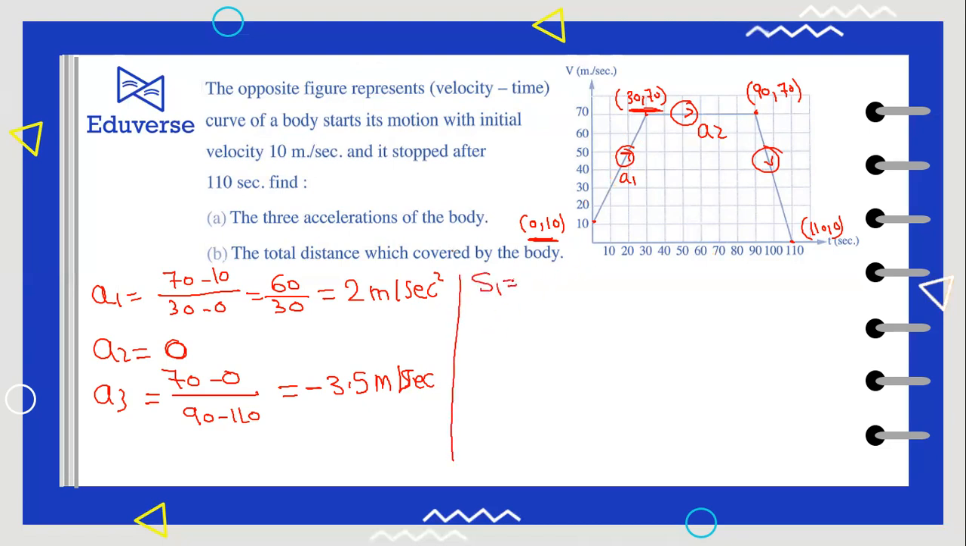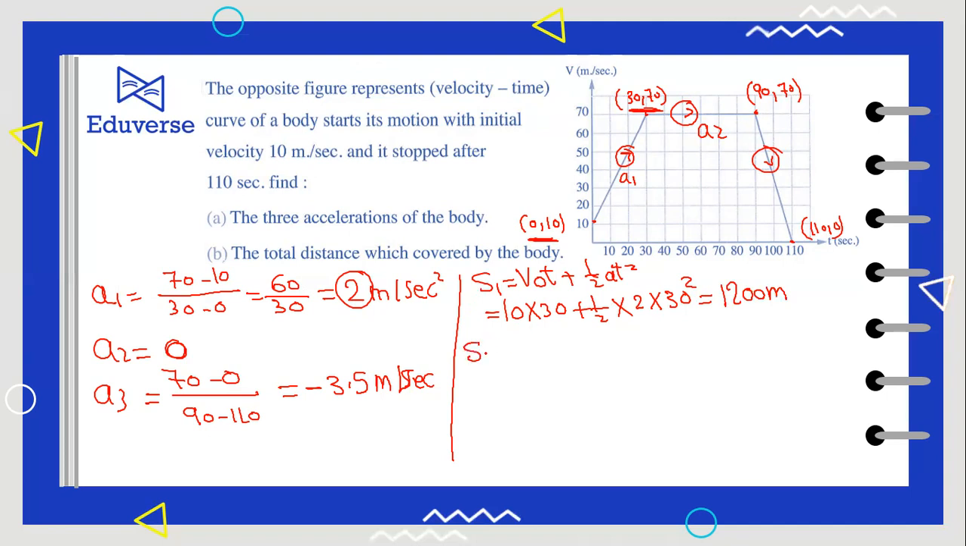distance 1 equals v naught t plus half a t square. v naught is 10 and the time for the first stage is 30 seconds, plus half the acceleration in the first stage, which is 2, multiplied by time square, 30 power 2. It will be 1,200 meters. That's the distance of the first stage.